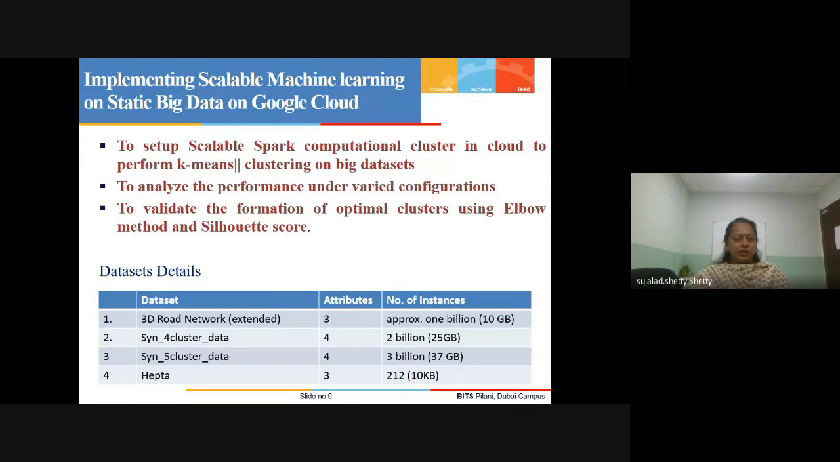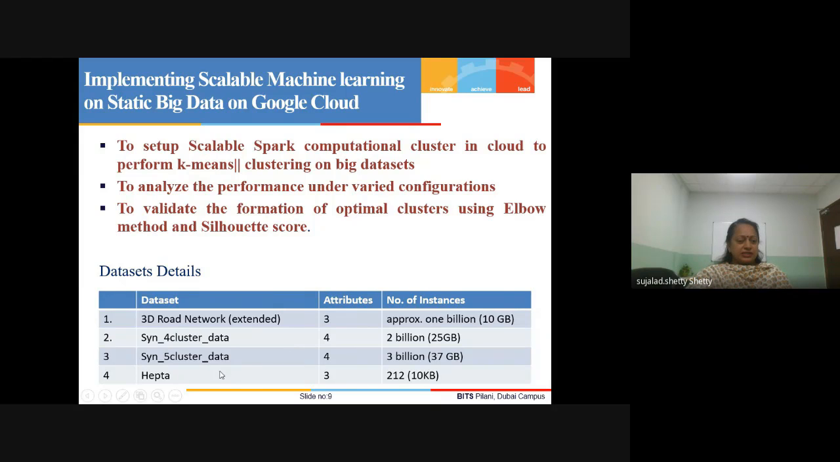If you see over here, we set up a Spark computational cluster in the cloud, and then we used k-means clustering on big data sets. Then we analyzed the performance on various classifications and validated the formation of optimal clusters using two techniques: one was the elbow method and the second was the Silhouette score.